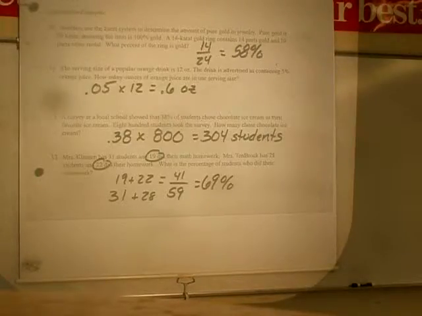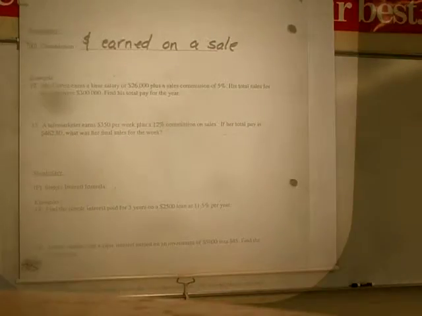At the top of the next page, we have a definition of commission, and commission is money earned on a sale. If you are a salesman, you might make just a certain amount of money per year, or you might not get any base salary and you only get paid a commission, which means however much you sell, you get a percentage of that.